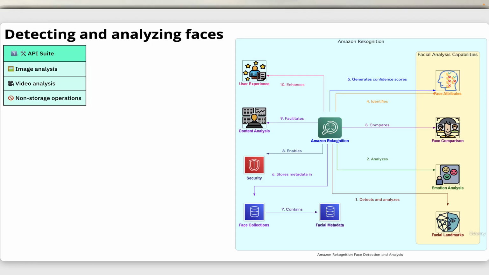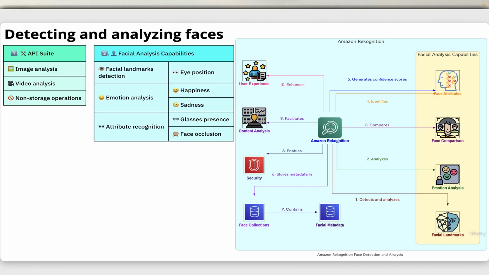So non-storage means you don't have to keep it in S3. You can directly upload in real time, or you can directly use it. The system's capabilities include detecting facial landmarks, analyzing emotions, and comparing faces. Facial landmarks are facial features which are very specific to you. It can identify specific facial features like eye position, detect emotions such as happiness or sadness, and recognize attributes like the presence of glasses or face occlusion.